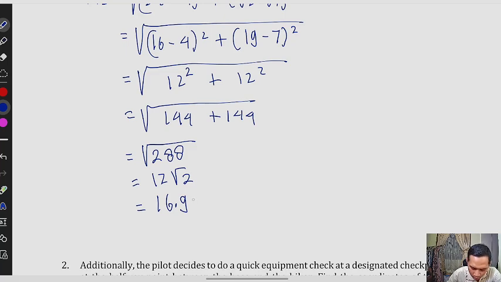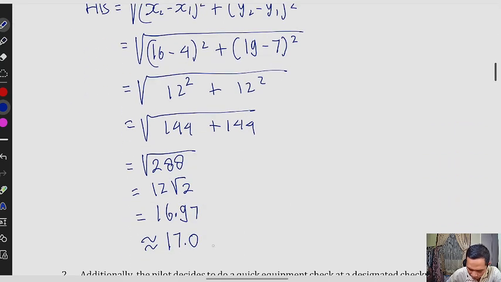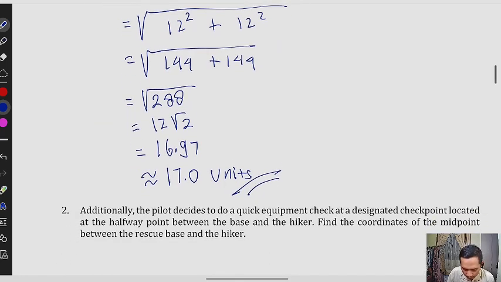16.96 something, so 7. Okay, let's make it a habit to change it to three significant figures, because 1, 2, 3. After 9, we have 7. So the 7 here makes 9 into 10. So it becomes 17.0. So three significant figures. What's the unit here? We don't have units, so just units. All right, so that's how you answer this question.